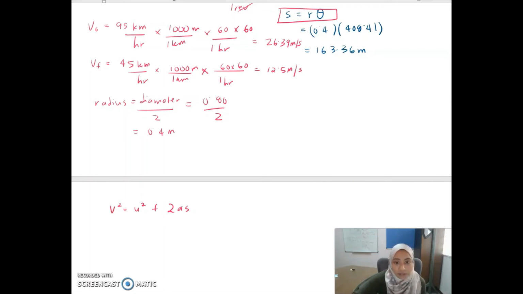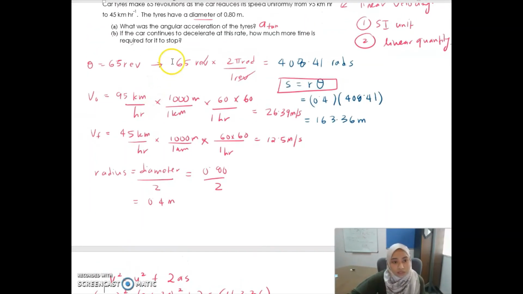So my V final is 12.5 meters per second. My U is 26.39, and I have to square that as well. My 2A and my S is 163.36. Right? So this gives me A of minus 1.65 meters per second squared.